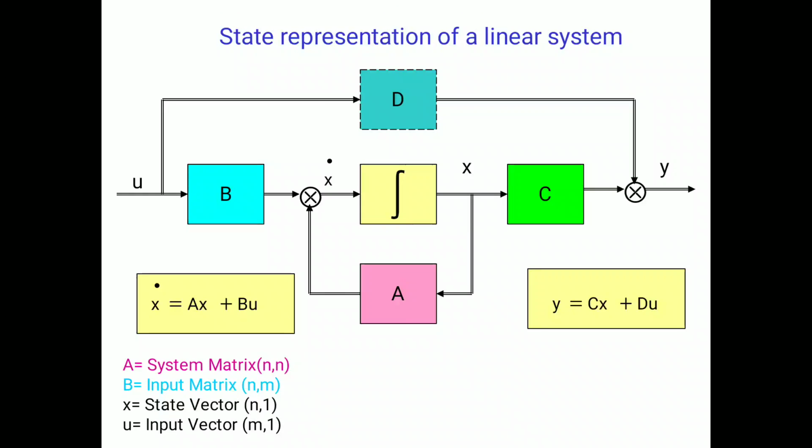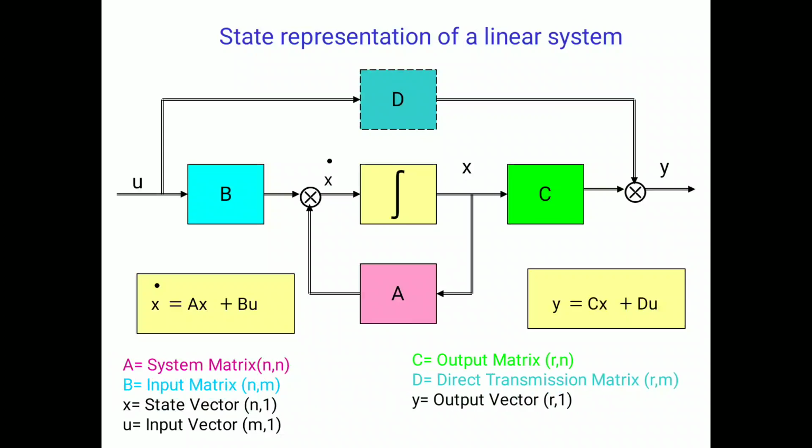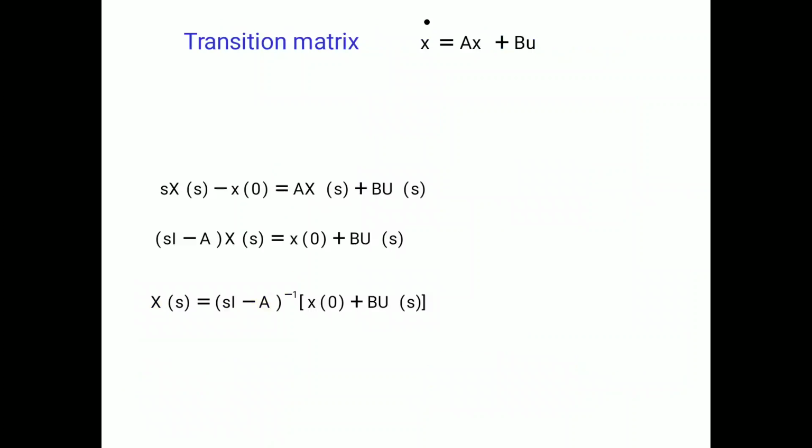Here A is the system matrix, B is the input matrix, x is the state vector, and u is the input vector, and C is the output matrix, D is the direct transition matrix, and y is the output vector.